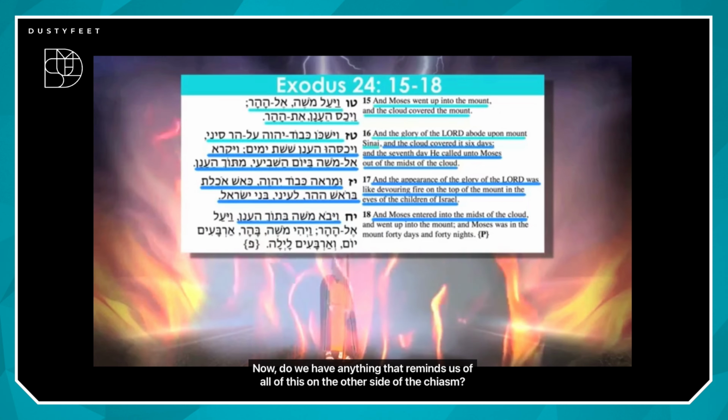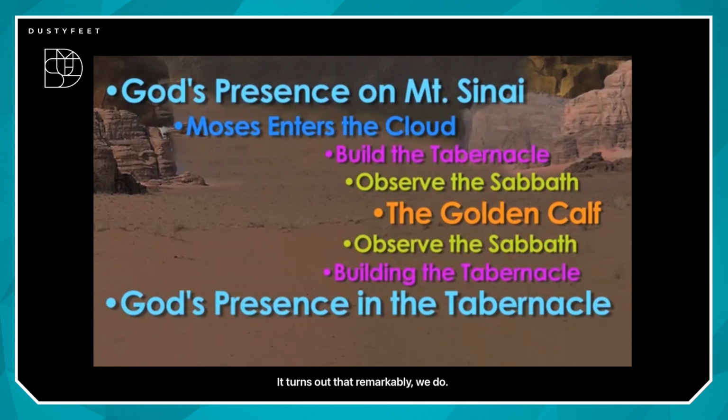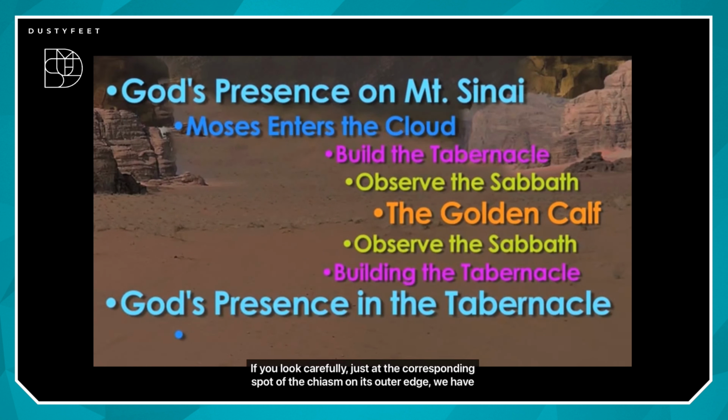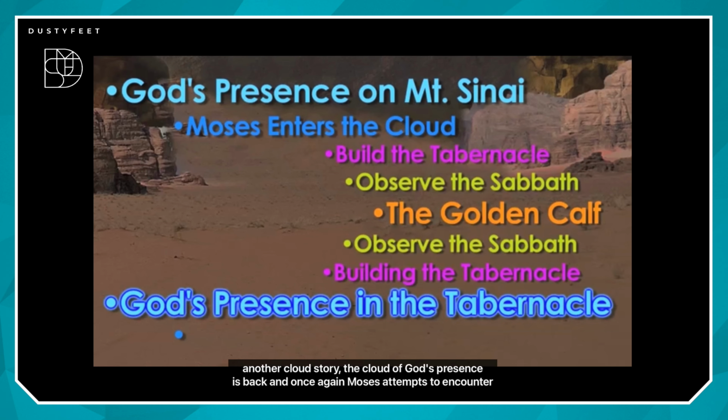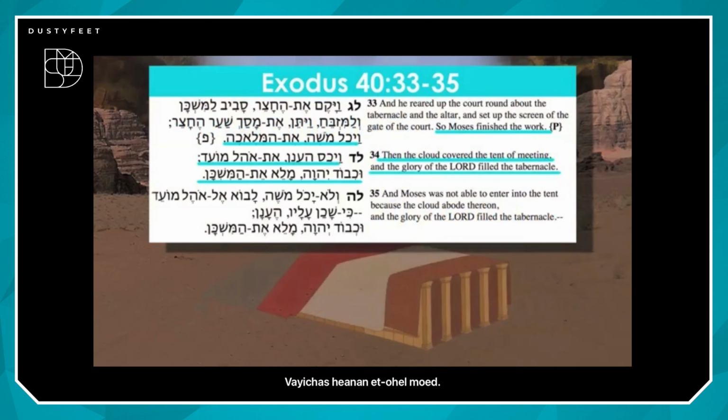Now, do we have anything that reminds us of all of this on the other side of the Chiasm? It turns out that remarkably, we do. If you look carefully, just at the corresponding spot at the other side of the Chiasm, on its outer edge, we have another cloud story. The cloud of God's presence is back. And once again, Moses attempts to encounter it. Vayichas he'anan et ohel moed.